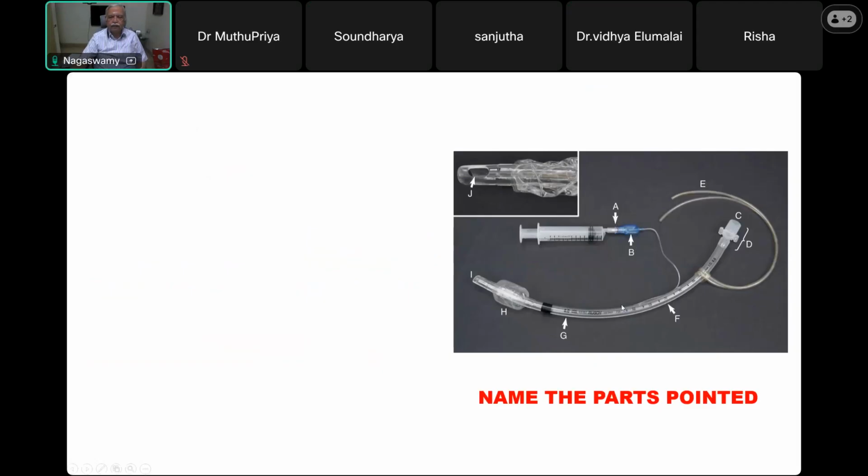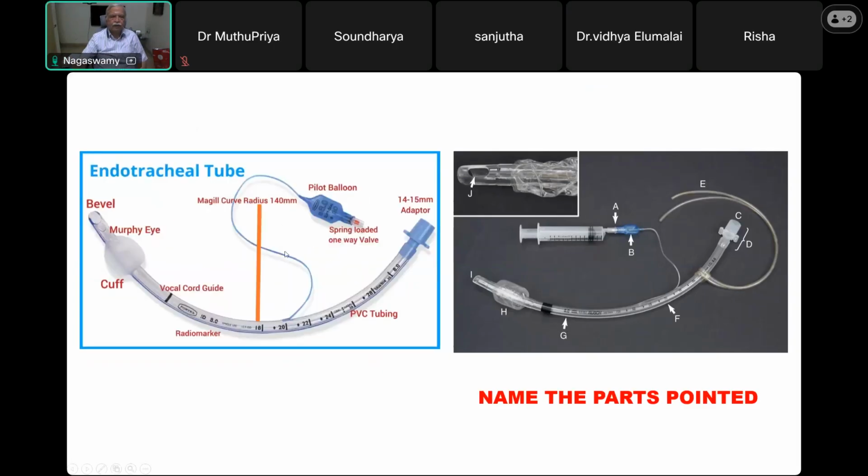Universal connector. F is the body. G, H, and I: H is the high volume, low pressure cuff, and I is the tip. J is the Murphy eye. So you can see the pilot balloon. Magill has a radius, so this is a question that may be asked. What is the curvature? It is a radius of 140 millimeters. And this black line is called the vocal cord guide, and you can stop at that so that you don't push the tube too far inside.